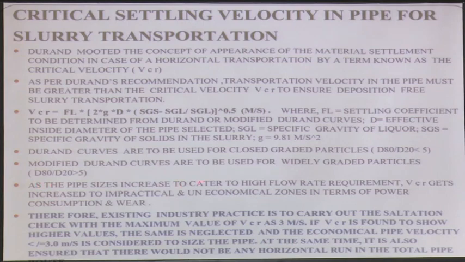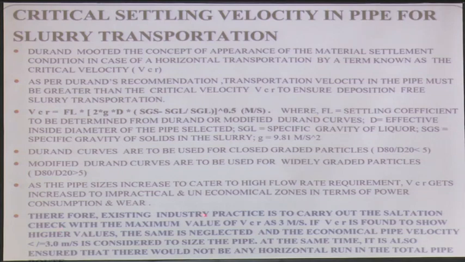As the pipe size increases to cater to the high flow rate requirement, VCR gets increased to impractical and uneconomical zones in terms of power consumption and wear. So if that happens, what is the solution? Very often nowadays you get 1000 meter cube per hour to transport, the pipe size would be close to 400 NB, right. So, what do you do?